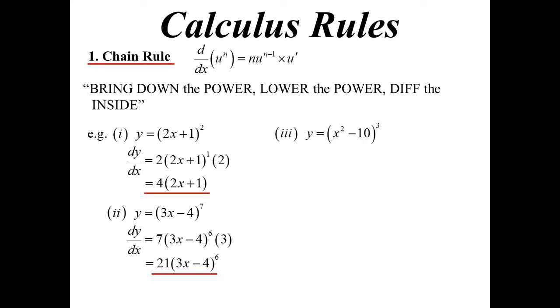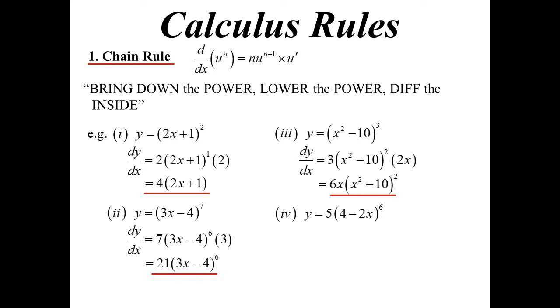Try another one. Doesn't have to be a linear function. I've got a quadratic in there. Again, bring down the power. 3 comes down. Lower the power. 3 becomes 2. Out comes the derivative, 2x. Tidy that one up. We get 6x times (x squared minus 10) to the power of 2. Okay? Bring down the power, lower the power, diff the inside. Doesn't matter if there's a number out the front, just like we saw yesterday. Bring down the power, it becomes 30, 6 5s. Lower the power, 5. Diff the inside, negative 2, tidy it up. So remember it that way and you can't go wrong.